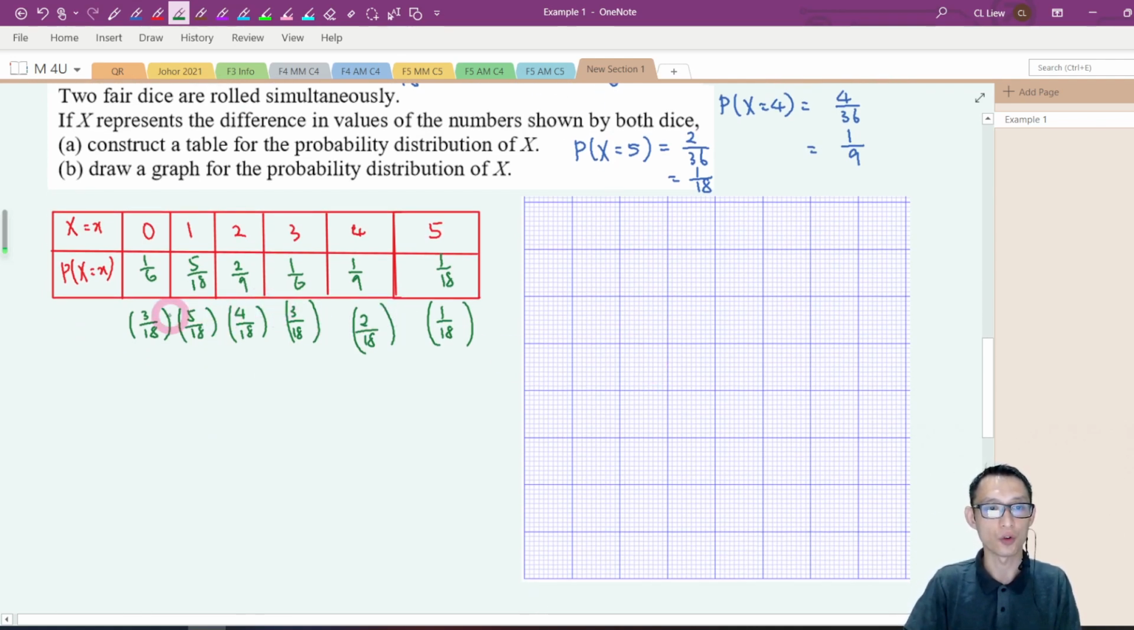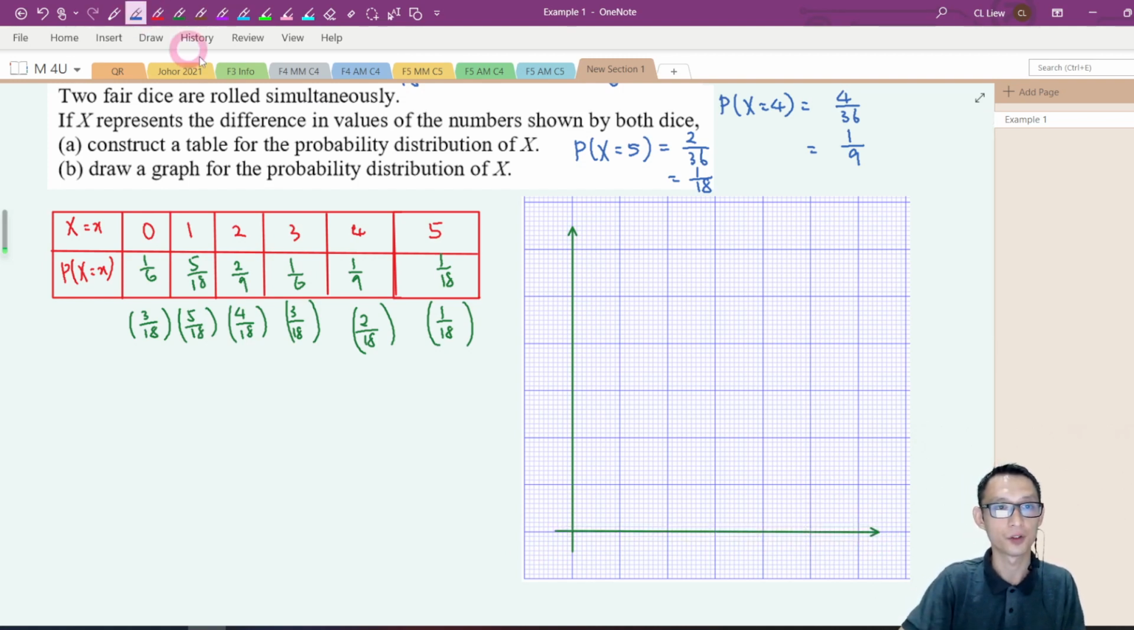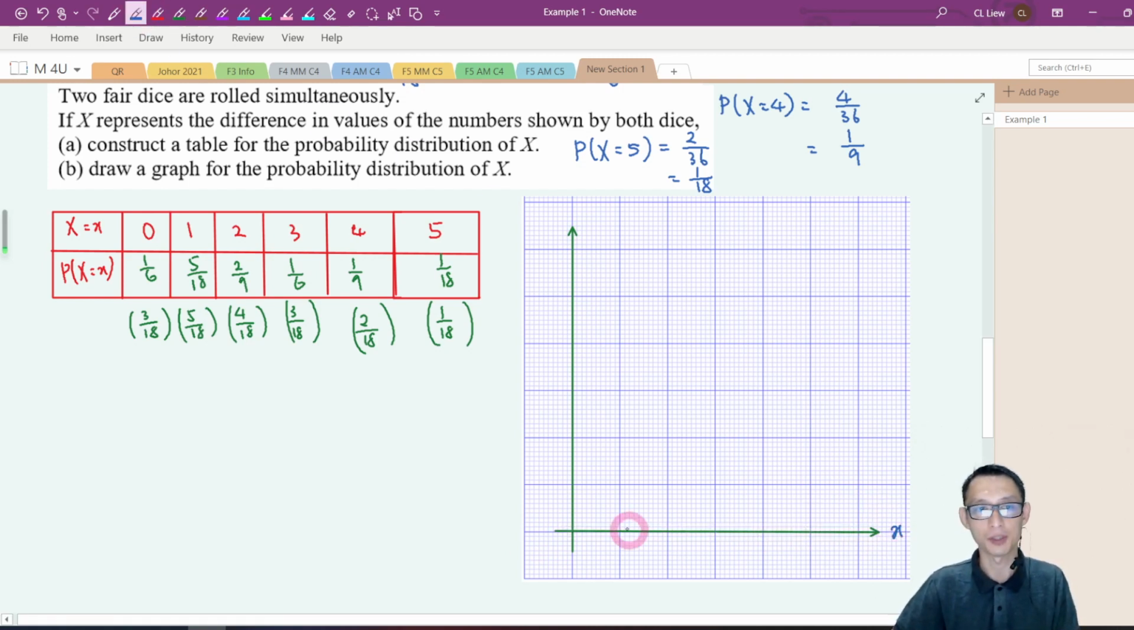3, 5, 4, 3, 2, 1. Okay, so let me double check. Okay, correct. So what I'm going to do here is draw an arrow, the vertical axis, and this is the horizontal axis. This represents X, which means 0, 1, 2, 3, 4, 5. And then this represents the probability.